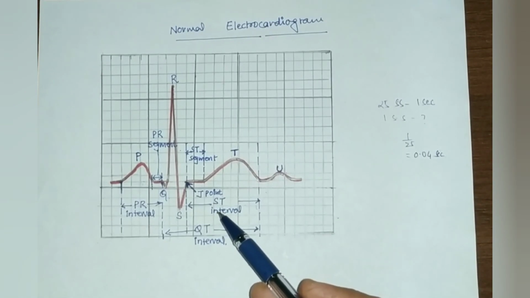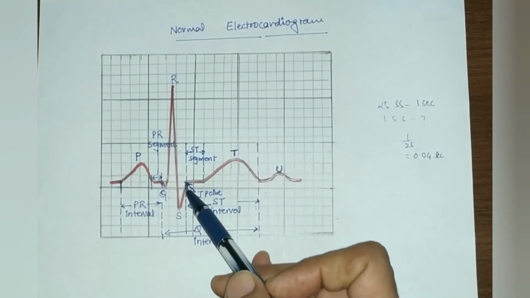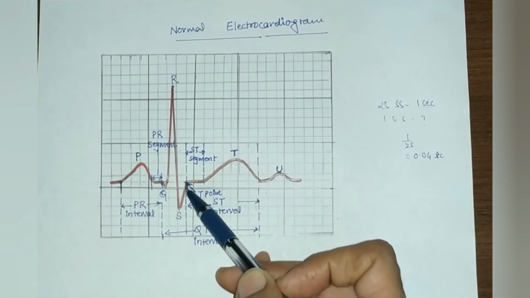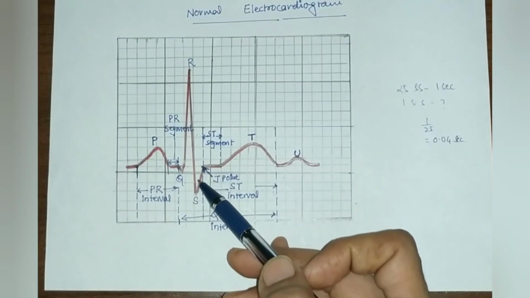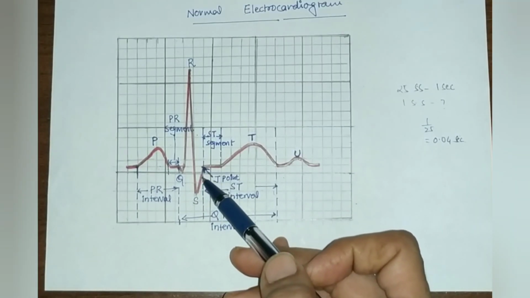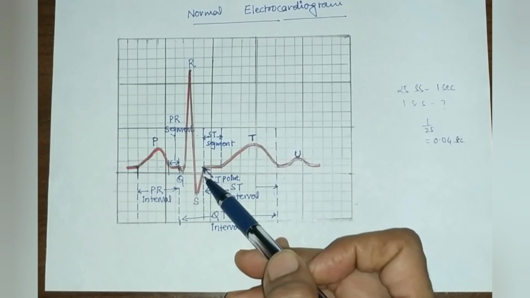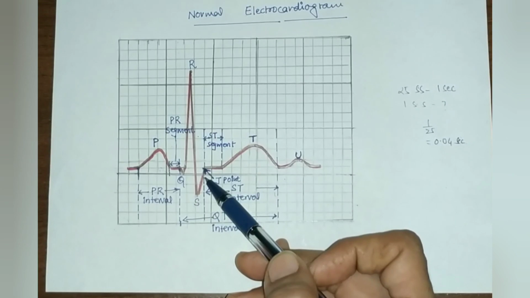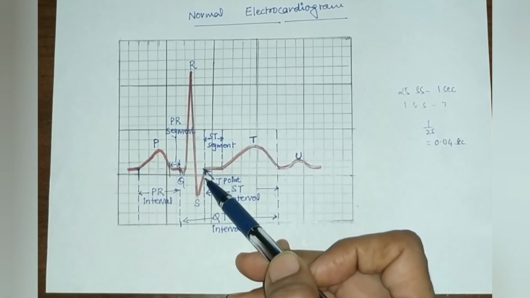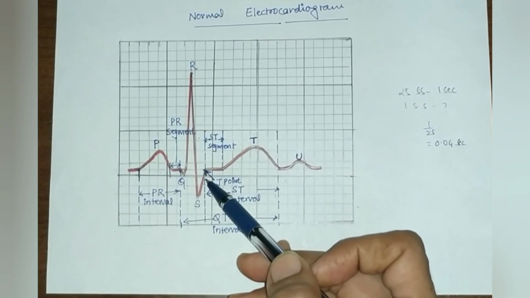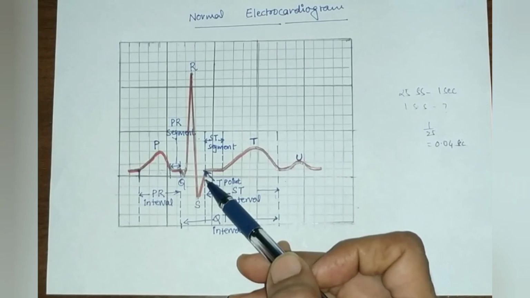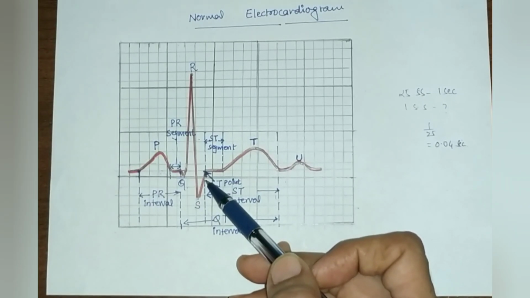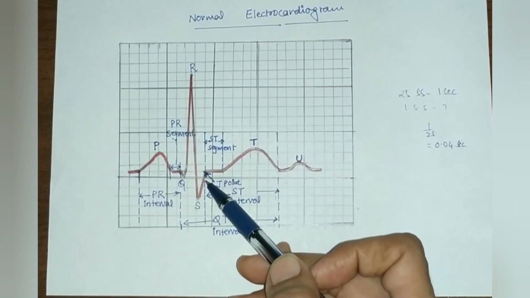Next is J point. Here you can see this one is a J point. J point is the point of the end of S wave and the onset of ST segment. It coincides with end of depolarization and onset of repolarization of ventricle. J point is the point of no electrical activity. At this point, all parts of the ventricles are depolarized and therefore no current is flowing around the heart. J point is important to assess ST segment elevation or depression.